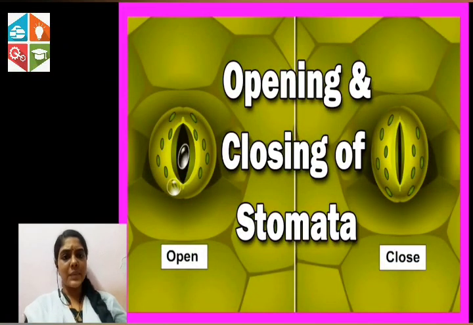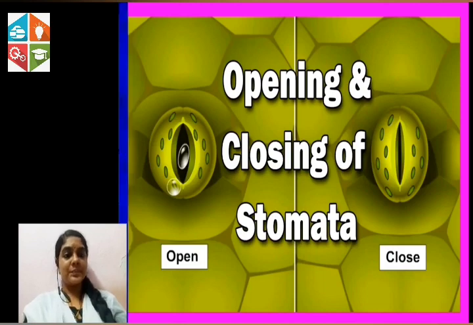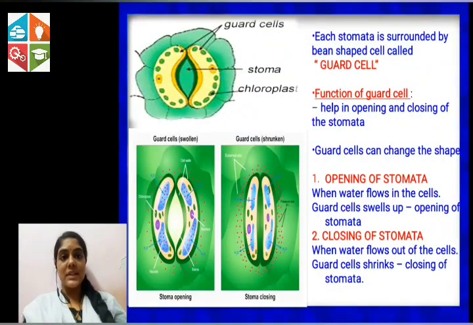How does it happen? Let's see. When you see the diagram, there are two yellow bean-shaped structures. These are the guard cells. Guard cells are seen around all the stomata. They basically guard the stomata. The main function of guard cells is helping the stomata to open and close.